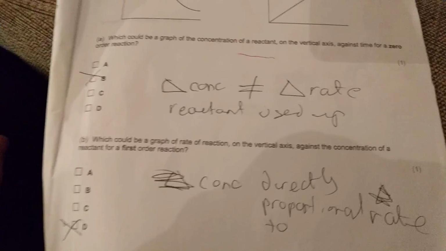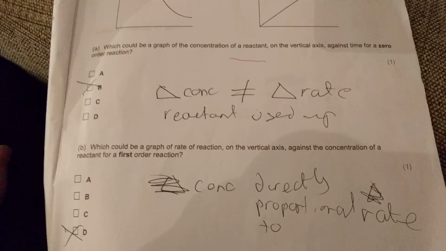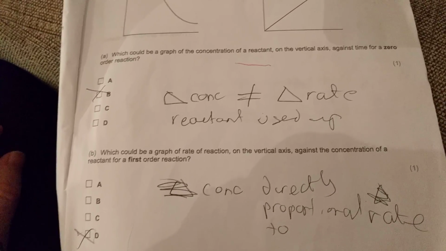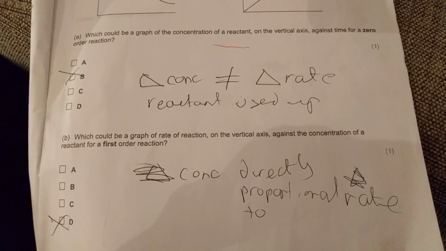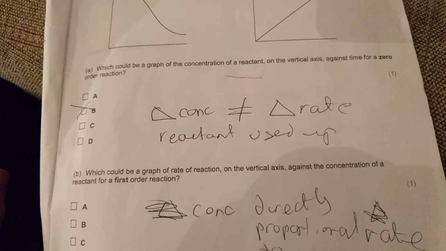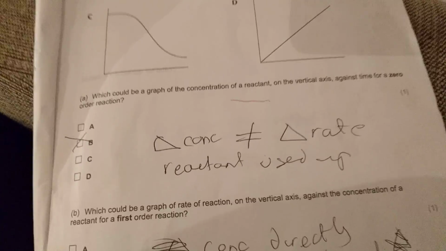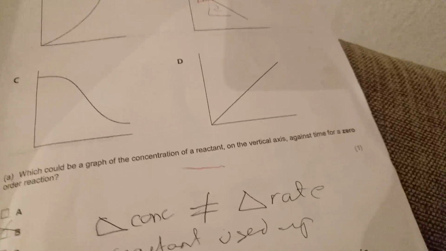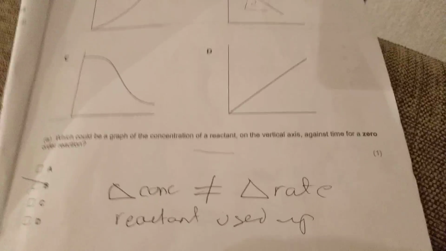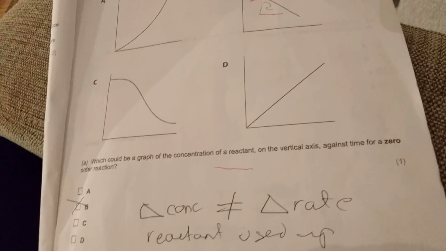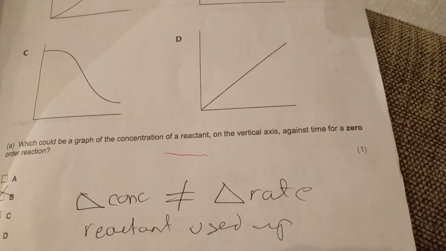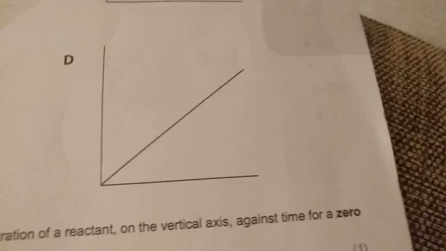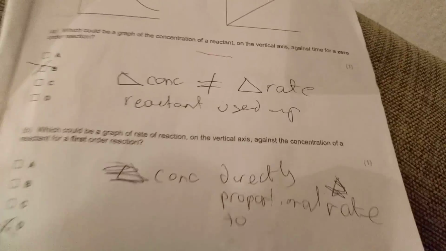Okay, the second one's asking you which one could be a rate of reaction on the vertical axis against concentration on the other axis for a first order reaction. Well, we know for a first order reaction, as we double the concentration, the rate is going to double as well. So we know that the concentration is directly proportional to rate. And we know that as we increase the concentration, we're going to increase the rate. So we're looking for a straight line graph with a positive gradient. The only one which fits that criteria is D. So the answer is D.